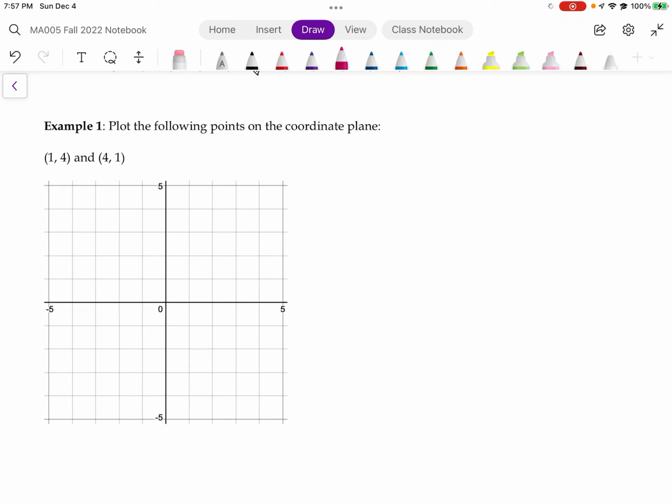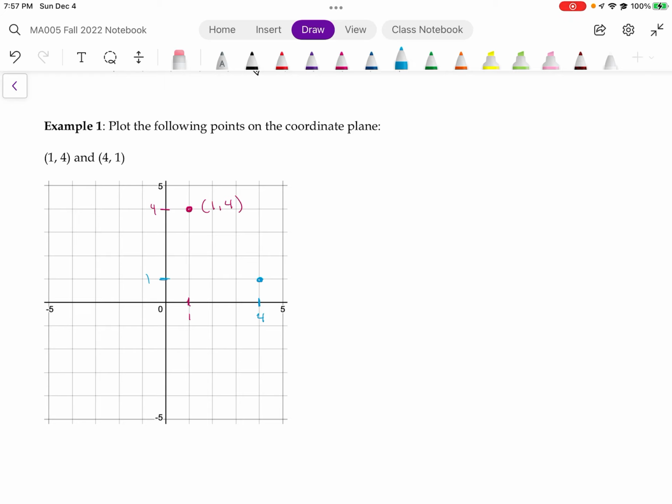Okay, so 1, 4, you would go over to 1 and up to 4, and you would end up right there. So this is 1, 4. And where's 4, 1? So 4, 1 would be over to 4 and up 1. Okay, so positive numbers go up, negative numbers go down, positive numbers go right, negative numbers go left.